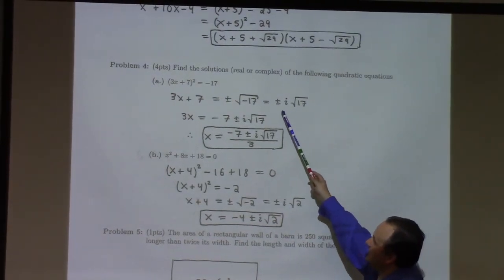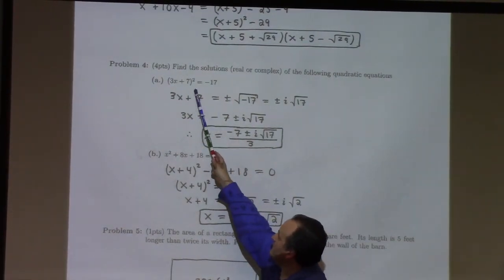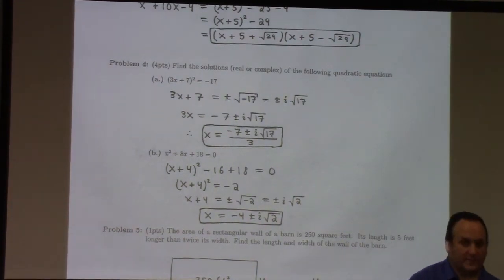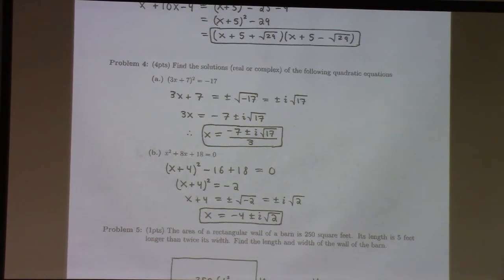So here we have 3x plus 7 squared equals minus 17. You're asked to find the solutions here, right? This is not a factoring problem. This is an equation, so the answer should be numbers, or perhaps the statement that there are no numbers.